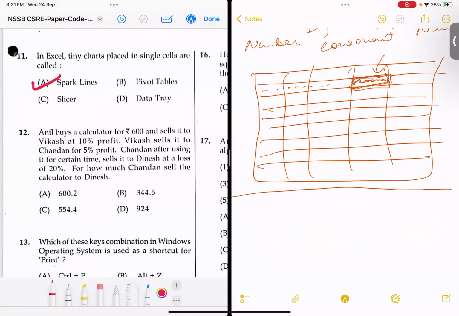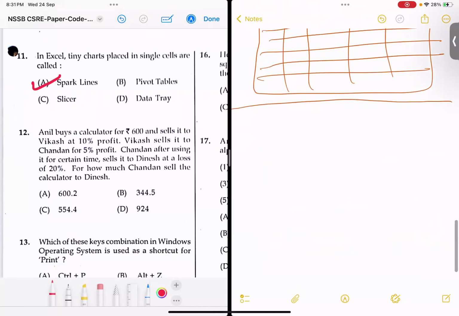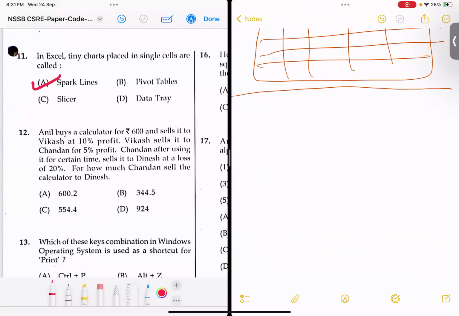Question number 12. Anil buys a calculator for 600 and sells it to Vikash at 10% profit. Vikash sells it to Chandan for 5% profit. Chandan, after using it for a certain time, sells it to Dinesh at a loss of 20%. For how much did Chandan sell the calculator to Dinesh? Now we have a calculator which is bought and sold among a group of people, okay?